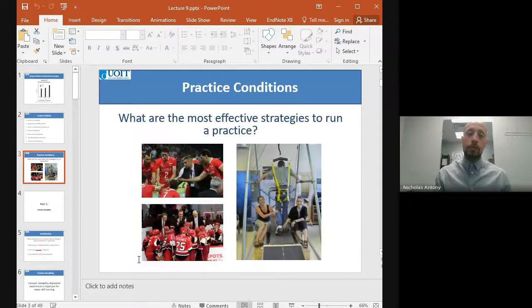Okay, let's get started. So here we have 3 pictures. We have a soccer team or football team, we have a hockey team, and then we have a Lokomat machine. So this is spinal cord rehab, relearning how to walk. Depending on the motor skill that you're trying to teach to learners, you want to consider what are the most effective strategies to run that practice.